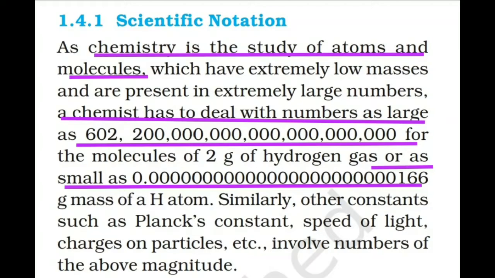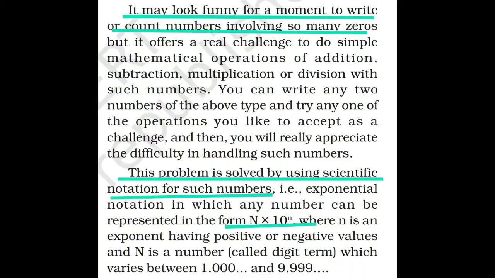Scientific notation. As chemistry is the study of atoms and molecules, we know that sometimes we have to deal with larger numbers and smaller numbers. The larger number is nothing but the number of molecules, while the smaller numbers are nothing but the mass of the atoms. It may look funny to write or count the number of zeros involved in these values, and simplification like addition, subtraction, multiplication or division also becomes problematic.